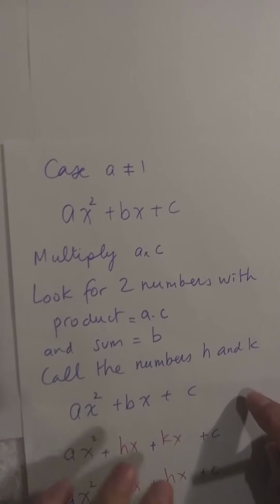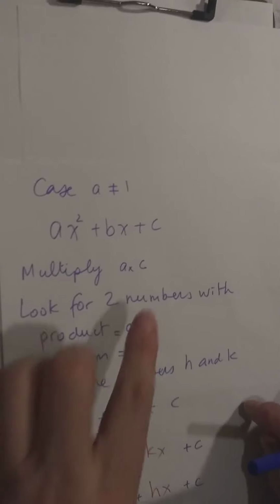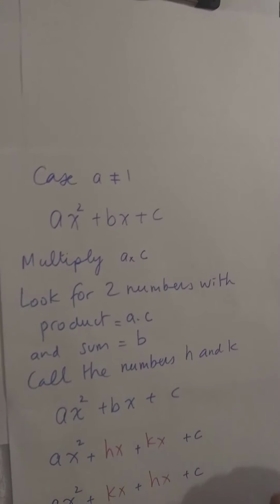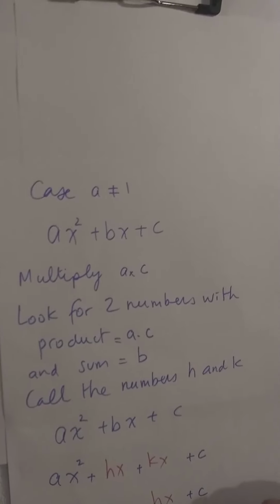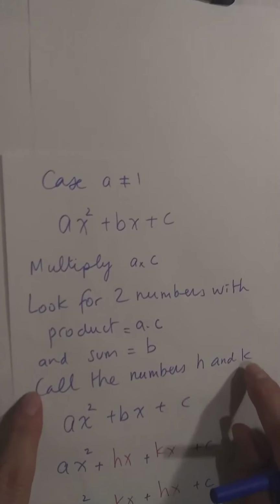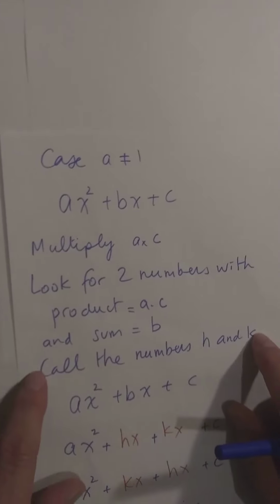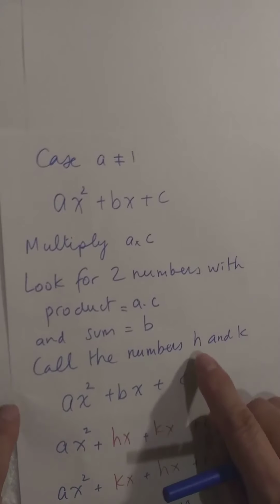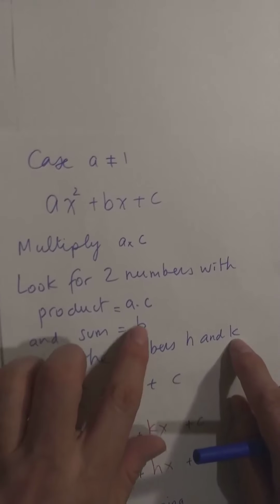It's the same sort of thing that we did earlier, but instead of looking at c alone, we're looking at the product a times c. Let's call those two numbers h and k. The product of h and k is a times c. The sum of h and k is b.